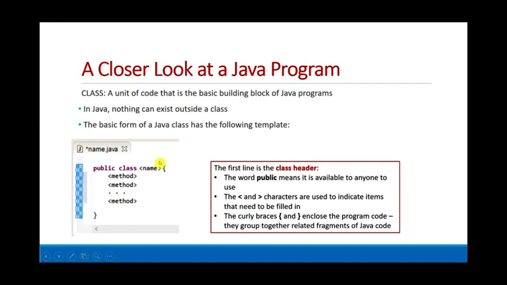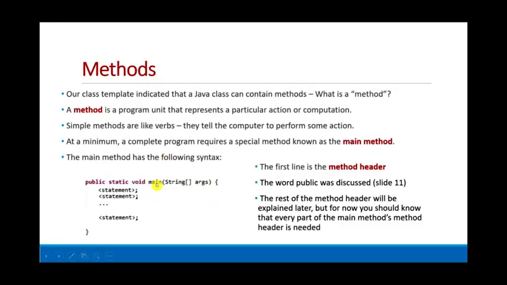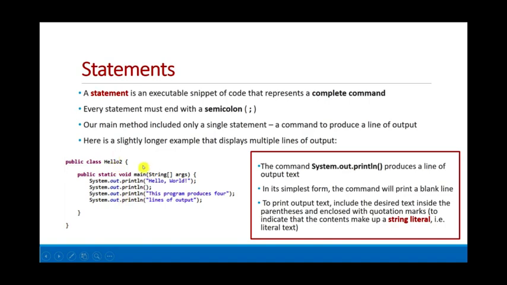So inside the class, you have methods. The first method is the main method. And then inside the method, you have statements. So next we're going to take a look at the statements. The compiler needs to understand where things start and where things stop. That's why there are curly braces. That comes from C. And that's why there are semicolons. That also comes from C.